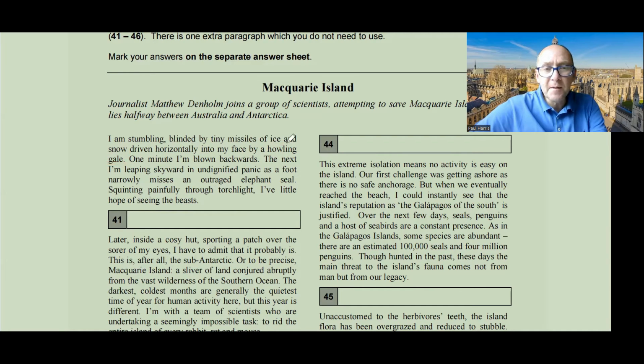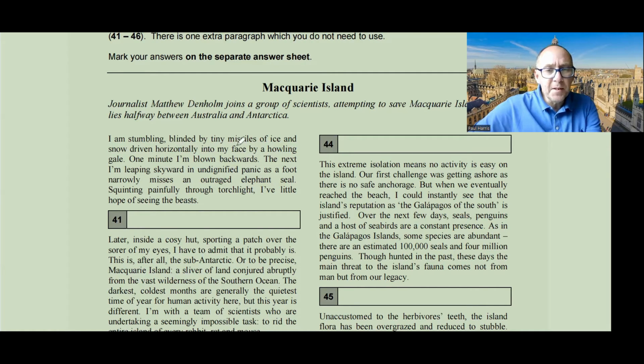So we can see here that weather is important. You can also see, for example, it is such a strong wind that he's blown backwards, so that gives you an idea of the strength of the wind. Then he says the next, I'm leaping skyward in undignified panic. Leap is another way of saying to jump. Why is he jumping? Well, he misses an elephant seal, and it looks like the elephant seal is not very happy because we have this word here, outraged, which gives you anger. So he's obviously walking through quite a few of these different animals.